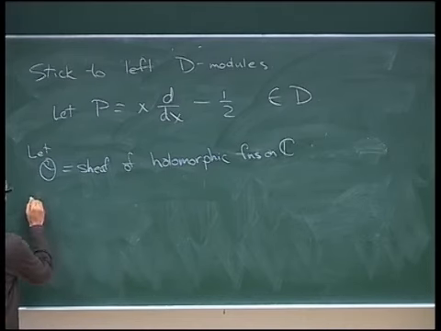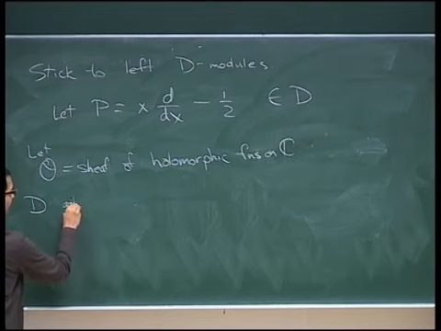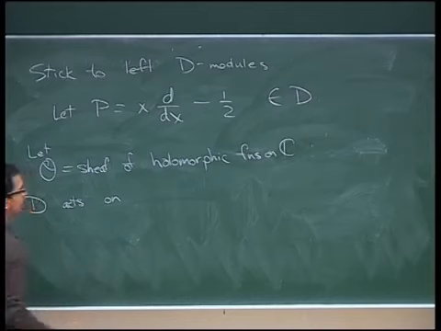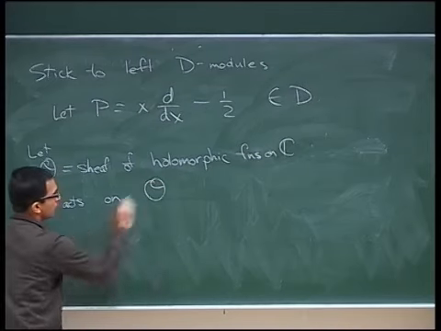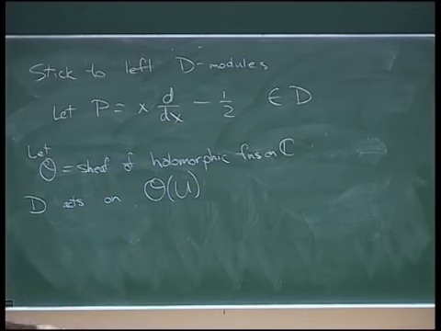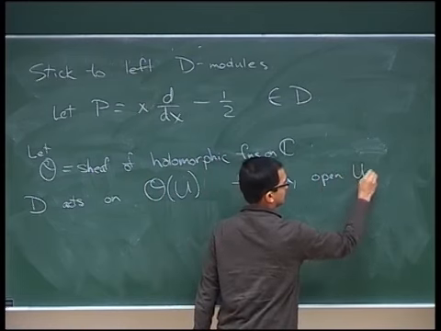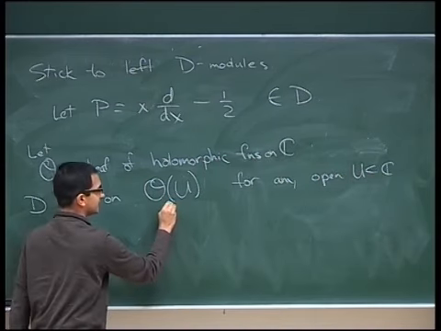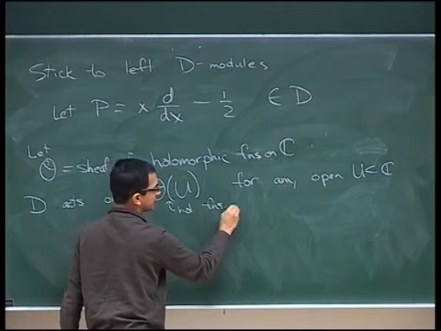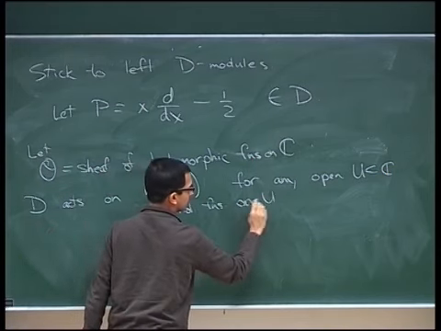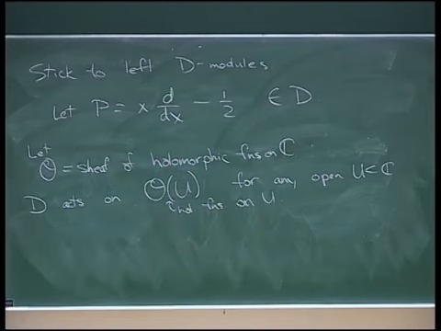And then D acts on O of U for any open set U. So O of U just means the holomorphic functions on U. So of course you can take a function and multiply by x, and you can take its derivative, and those two operations obey this relation, precisely because we figured out this relation by making sure that it's obeyed.